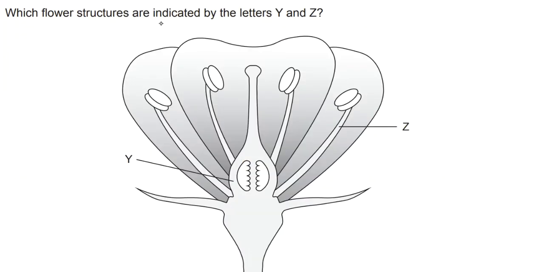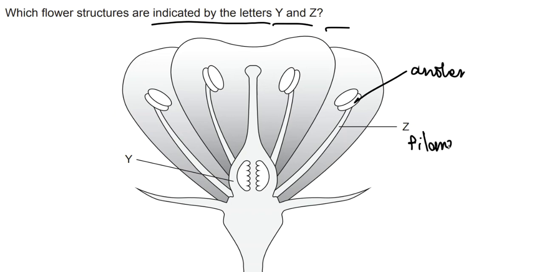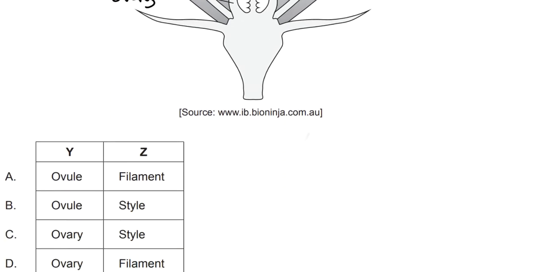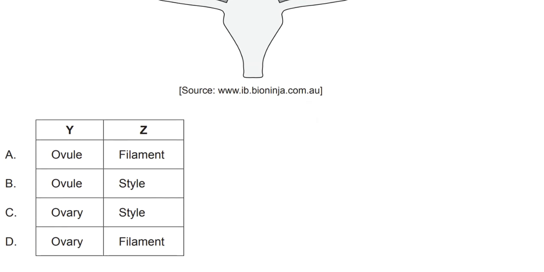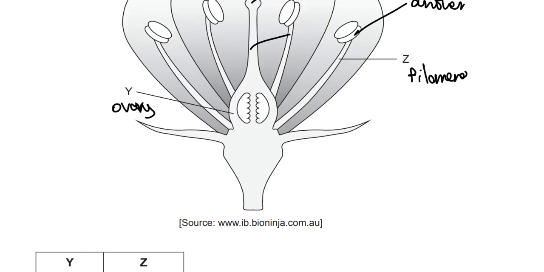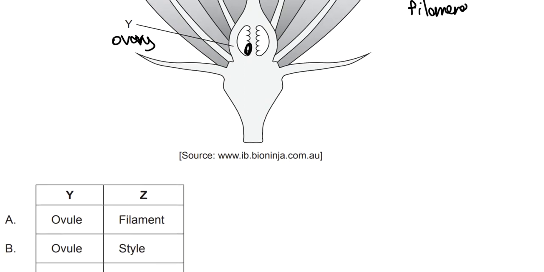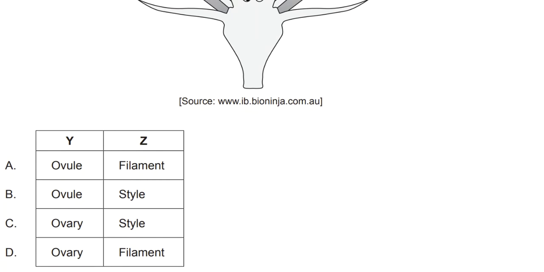Which flower structures are indicated by letters Y and Z? So Z here seems to be a part of the stamen, and this is the anther, and Z is the filament. And here we have the female part, the carpel, so the stigma, the style, and the ovary. So Y seems to be the ovary or ovule, and this one seems to be the filament. I think this one here is the ovary itself, and Y is more the ovule. So I might go with A as our answer to this question.